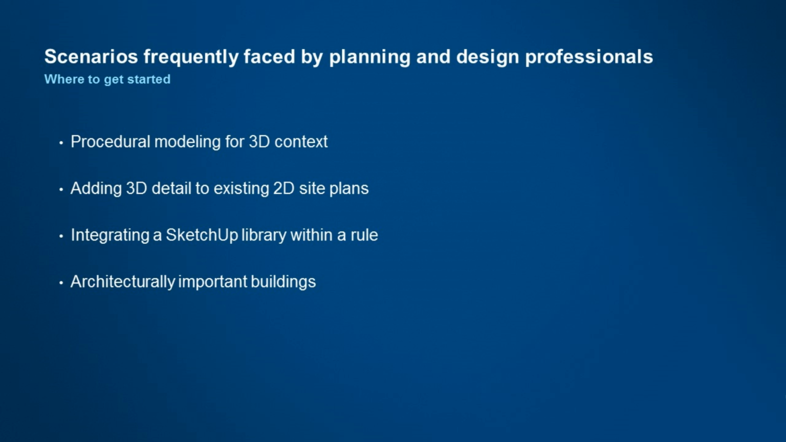To highlight these points further, we'll cover 4 key scenarios associated with creating 3D context from available GIS data, the interoperability between SketchUp and CityEngine for automating the addition of complex 3D detail to site plans, the use of SketchUp asset libraries right within CityEngine, and the creation and interoperability of architecturally important buildings, what we would sometimes call hero buildings, whether it's existing or proposed into the model.